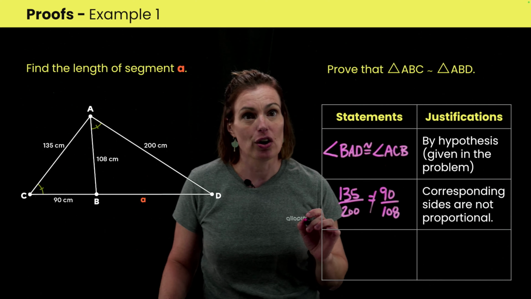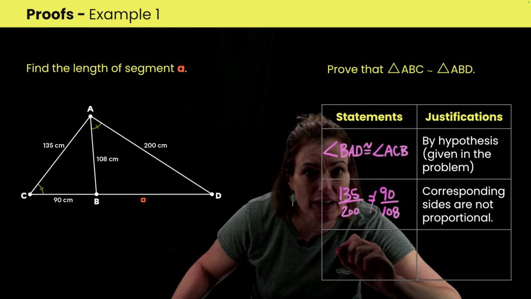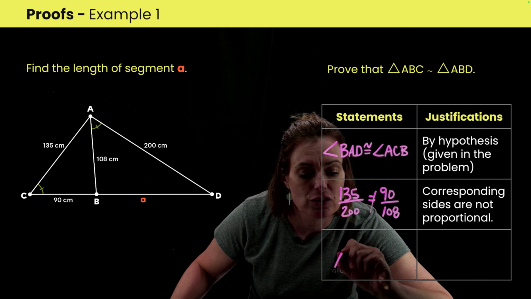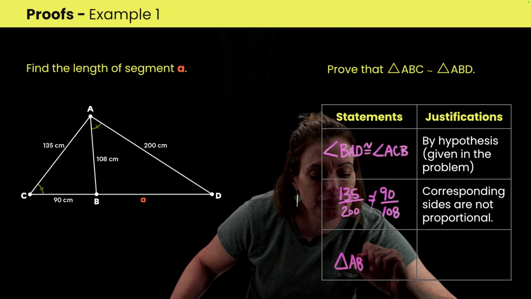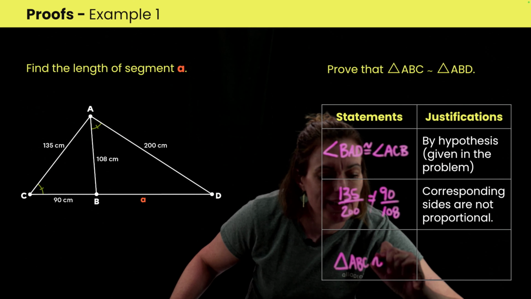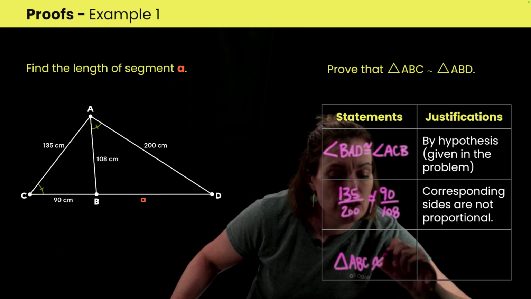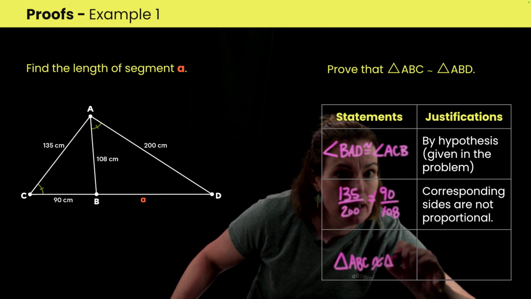The two triangles are not similar to each other, so my final statement is going to be that the triangle ABC is not similar to the triangle ABD.